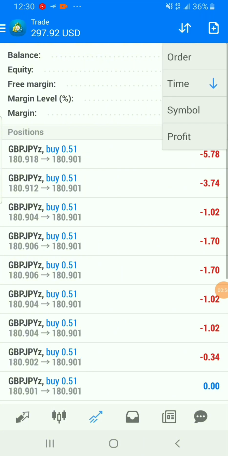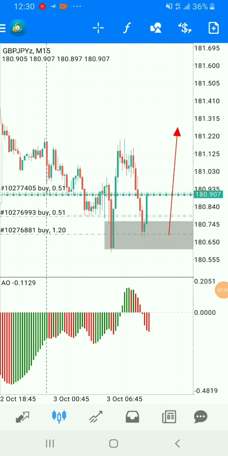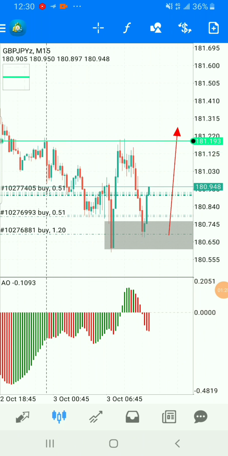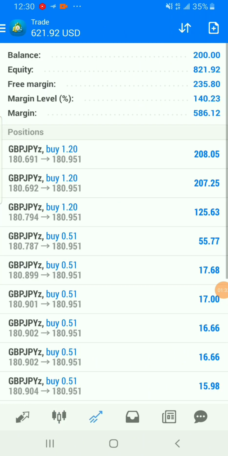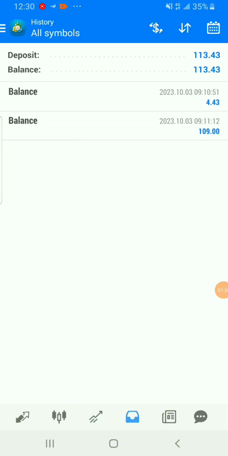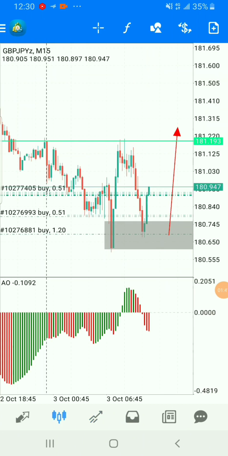Okay, so guys, let's go. I think before the market gets to this nearest resistance here on the M15 time frame, I should be able to flip this account to 1k already. Currently running 800 US dollars.